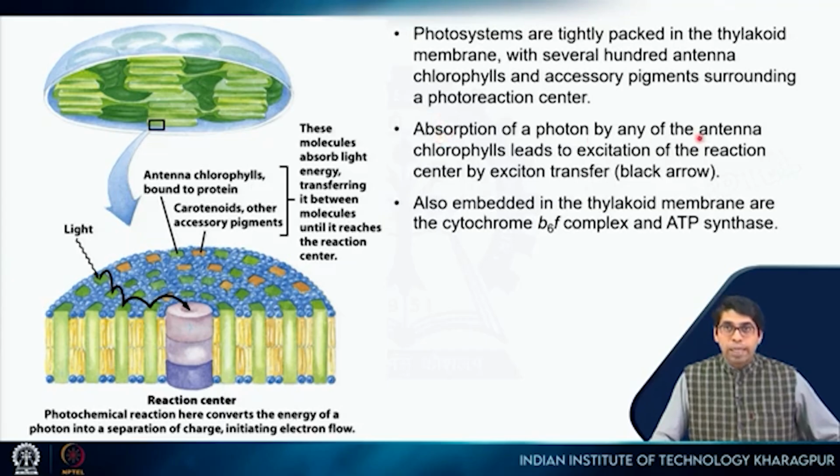Absorption of a photon by any of the antenna chlorophylls. So it can be absorbed here, it can be absorbed here, it can be absorbed here. So it can be absorbed anywhere, right? Once absorbed, the energy is passed on from one pigment to another pigment. Ultimately, the excitation reaches this reaction center. So the exciton is transferred to the reaction center. Also embedded in the thylakoid membrane are the cytochrome B6F complex and ATP synthase. So we will look at those later, right?